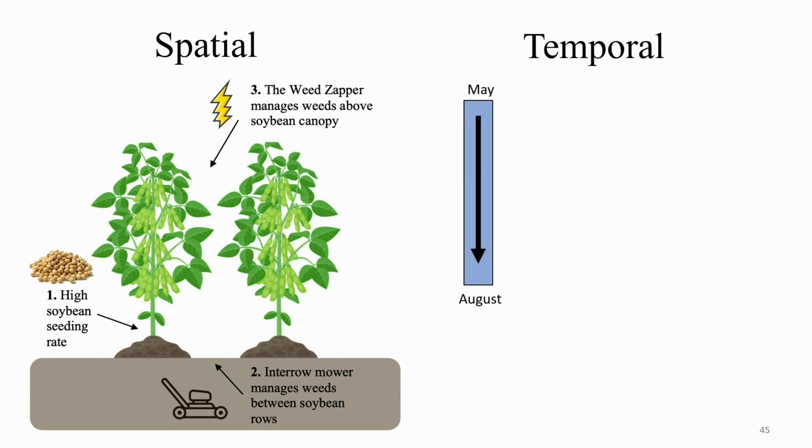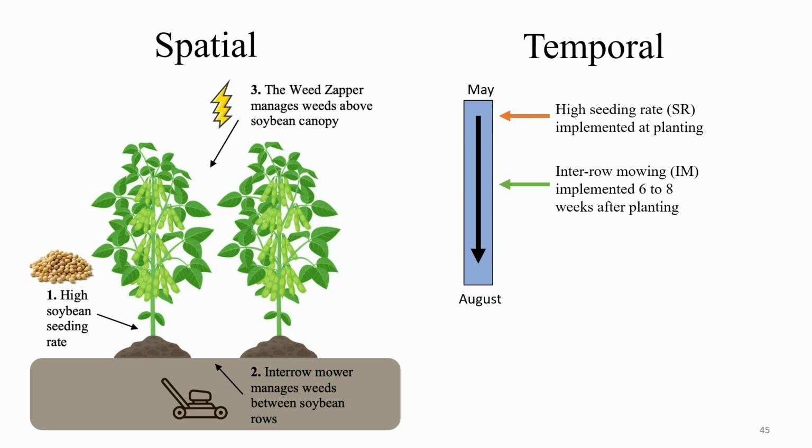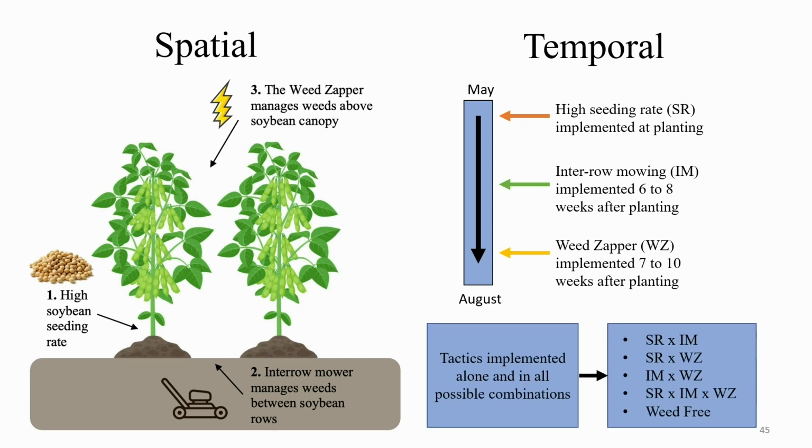There's also a bit of a temporal component to this as well. So the high seeding rate, that's acting on weeds right away as soon as they're emerging. Okay, the inter-row mower, that's implemented a little bit later, 6 to 8 weeks after planting. And so as weeds are becoming susceptible to being mowed, that's when we're going in with the inter-row mower. And then the weed zapper, that's a bit later. With the weed species that we had, our weeds were growing with the soybean crop, and so we really need to wait for those weeds to get above the soybean canopy before we can go in with the weed zapper to terminate them. So there are these different components, and again, she looked at these tactics both in isolation and in all possible combinations here.